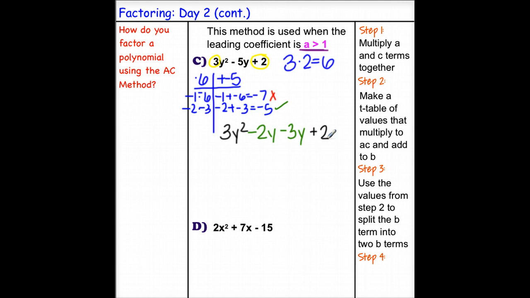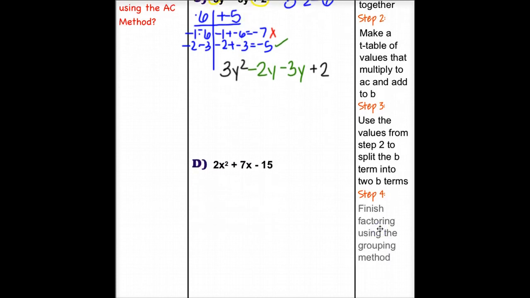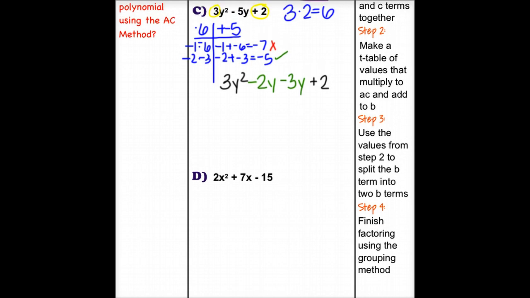All it's going to dictate is what will be in common between our two methods, because our next step is going to be to finish factoring using the grouping method. So I'm going to group this together by 3y squared minus 2y. I'm going to make this plus a negative 3y plus 2.